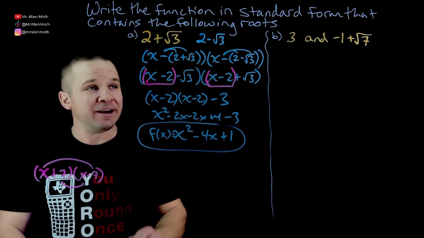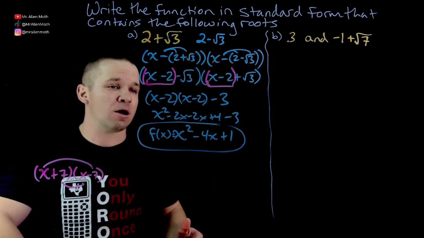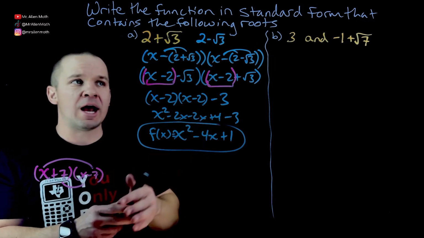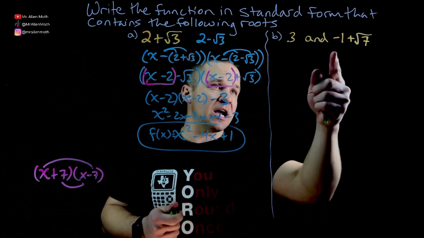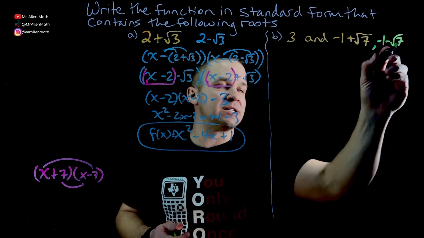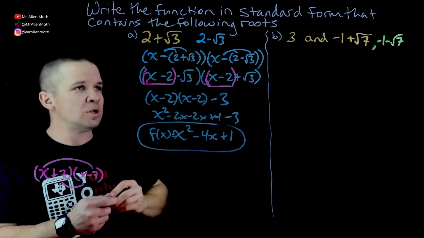First one done, guys. Next one, kind of the same idea here, but we do have that bonus root right here. So we're going to have 3. We're going to have negative 1 plus root 7, and we're going to have negative 1 minus root 7. There we go. All right, so we have 3 of them.